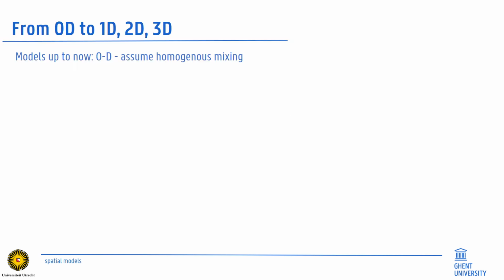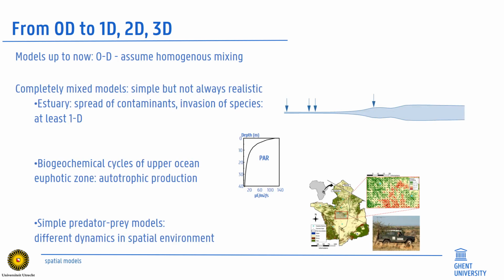The models you developed so far were all lacking spatial structure. They thus assume some homogeneous mixing, so processes that are generalized within the considered spatial domain. Such approaches are simple but not realistic. Contaminants, for instance, spread in rivers and form non-uniform gradients. Species invade and leave clear spatial signatures.